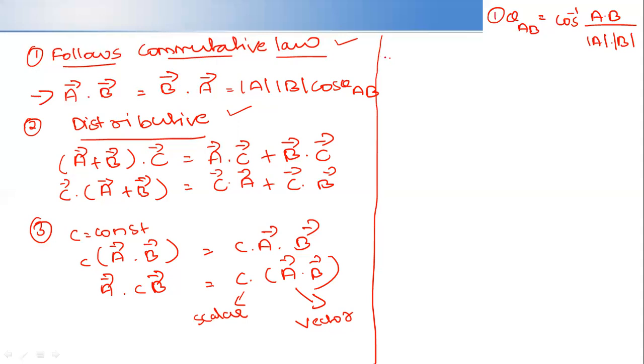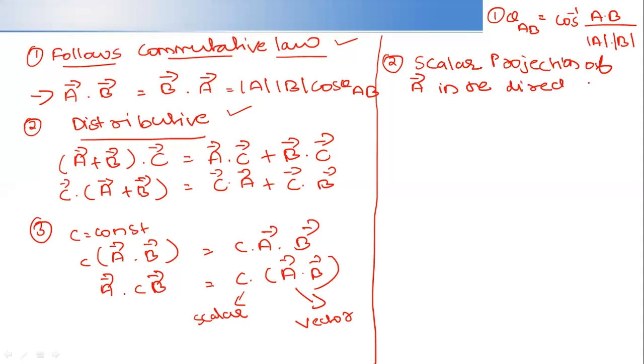Then another important term which might be new for you is scalar projection. In all your conversions between the coordinates, that is from spherical to rectangular or rectangular to cylindrical, the application is actually of scalar projection. That is the scalar projection of vector A in the direction of B.